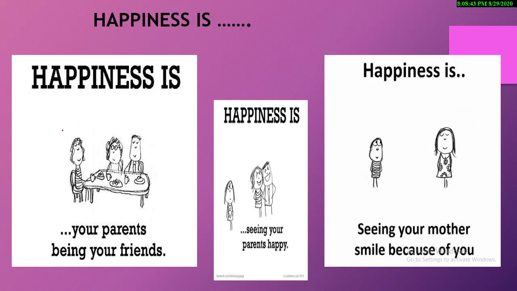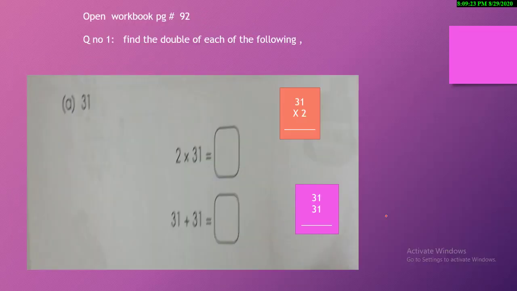Happiness is, what does real happiness mean? Happiness is when your parents become your friends. Yes, you just start treating your parents like your friends, and you can easily share each and everything with your parents. Happiness is seeing your parents happy. Yes, this is also a very big happiness of every child when they see that their parents are happy together. Or happiness is seeing your mother smile because of you. That is also a happy moment for every child when their mother starts smiling because of them.